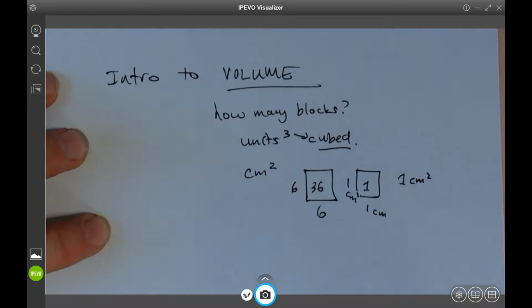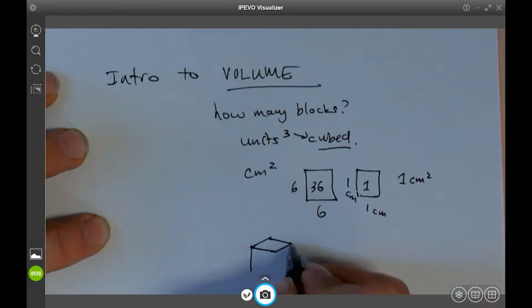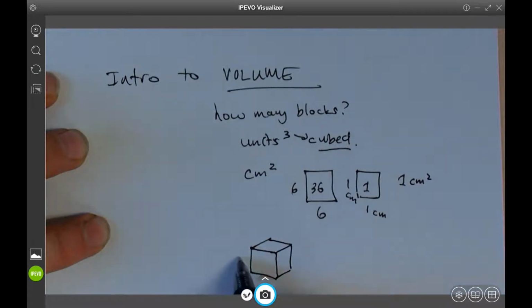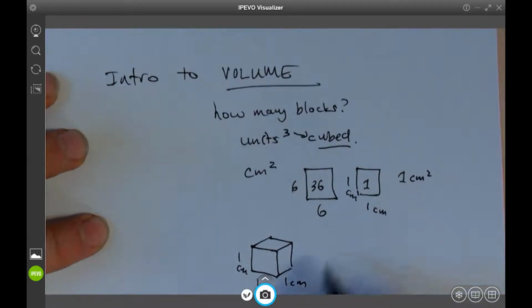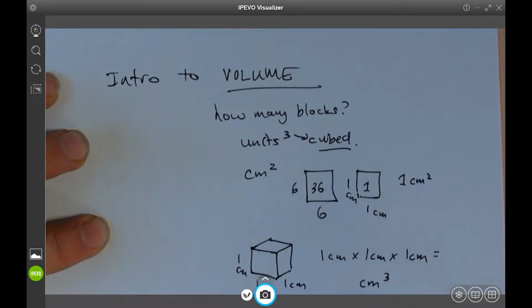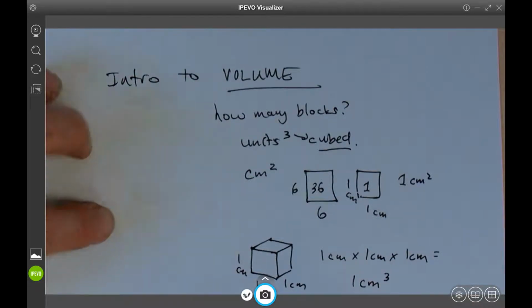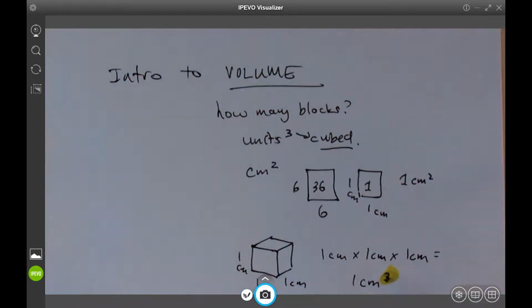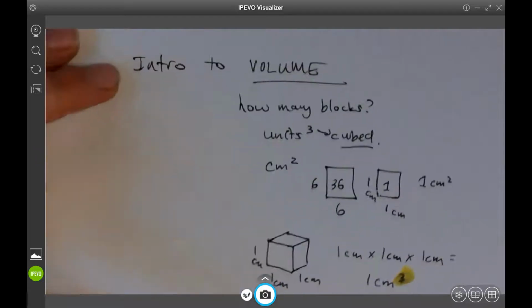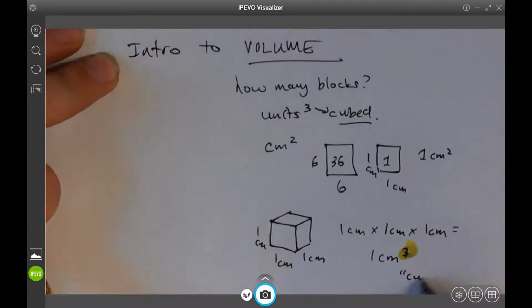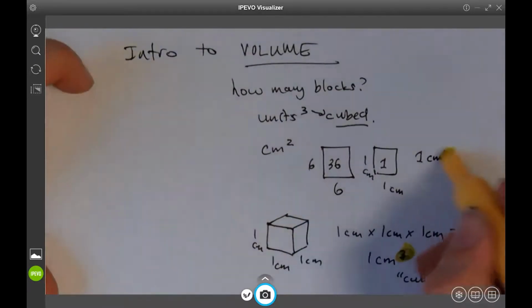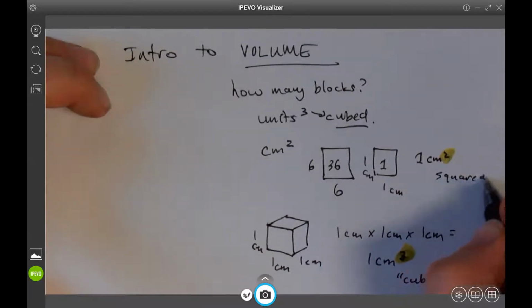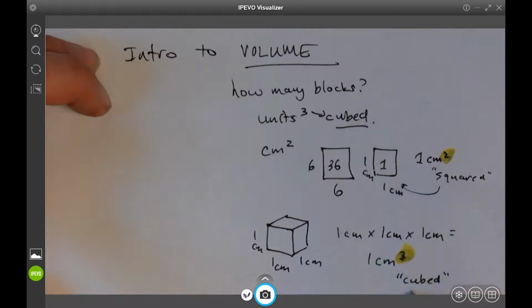So when you're doing a cube, like this, you're multiplying 3 units together. Centimeter, centimeter, centimeter. So if I said 1 centimeter times 1 centimeter times 1 centimeter, what you end up with is centimeters cubed, or in other words, we call that a cube because it's shaped like a cube. So that's what we call this little unit up here, centimeters cubed, because it's a cube. The 3, we call it cubed. And this thing, we call it squared because it is a square. Call it a cube because it's a cube.